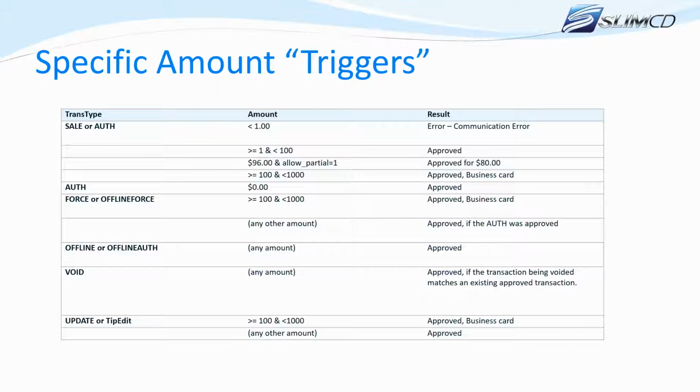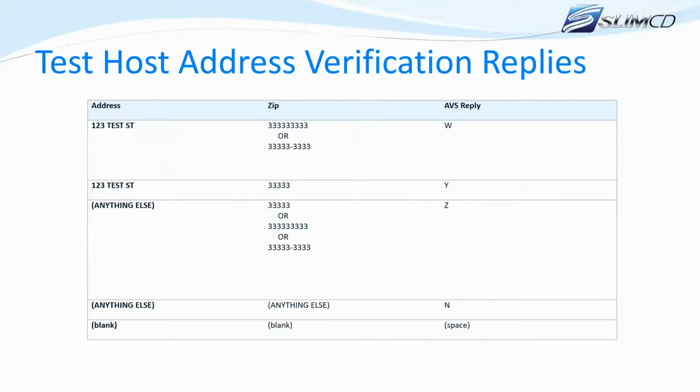In the meantime, know that if you're checking the approved value, you have to check for both a Y and a B. If you're just checking the response of success on a process transaction, then that also means approved. So here's all your transaction types and the different amounts to give you the different responses.